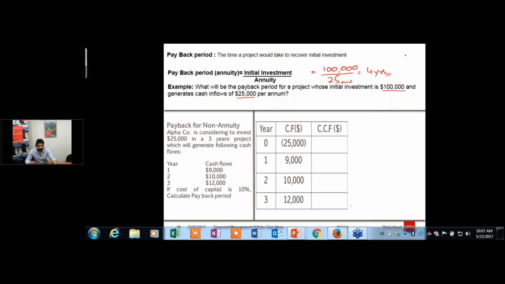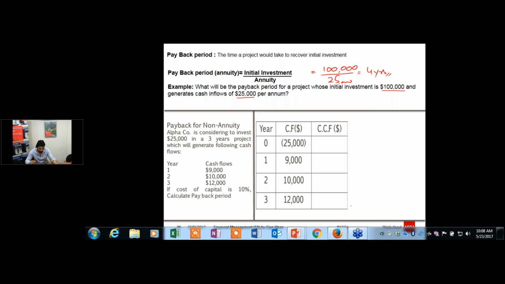Yeah, this is the payback period for an annuity project. Now let's discuss the payback for a project that generates uneven cash flows every year. Look at the example on your screen, payback period for a non-annuity project.